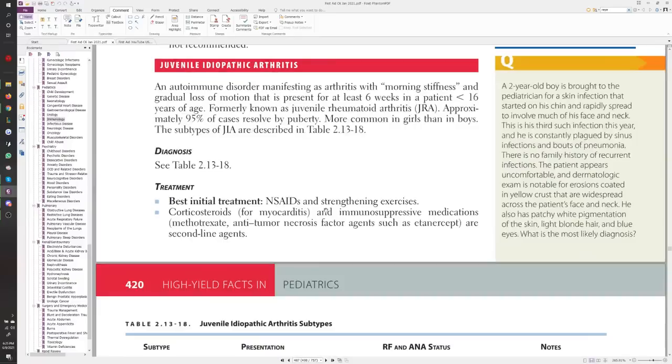And then the last topic here was the juvenile idiopathic arthritis. Right, so juvenile, so you're going to see arthritis in a child. This is why this is in the pediatric section. This was also in step 1. We'll go back and look at it.